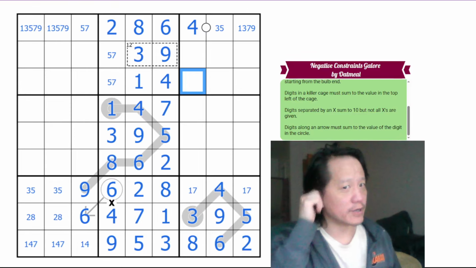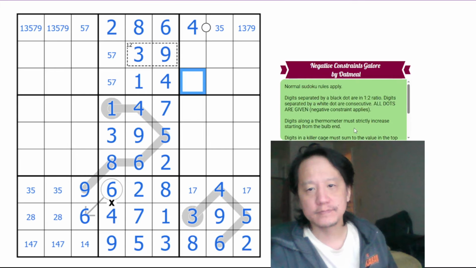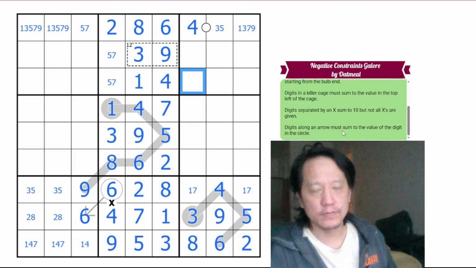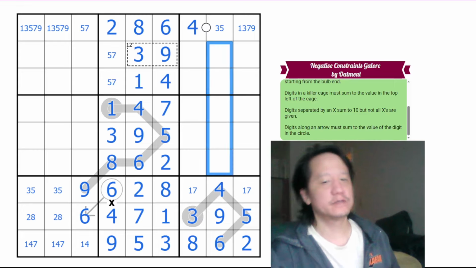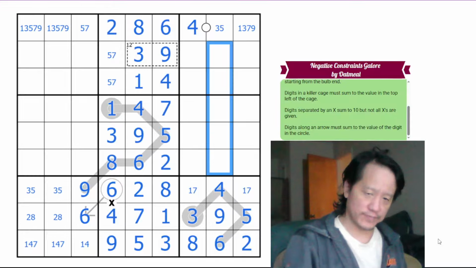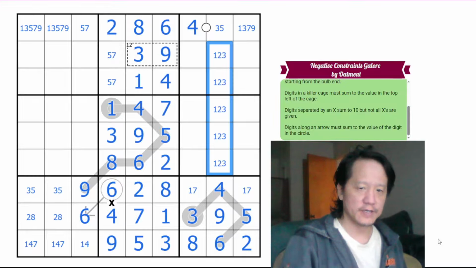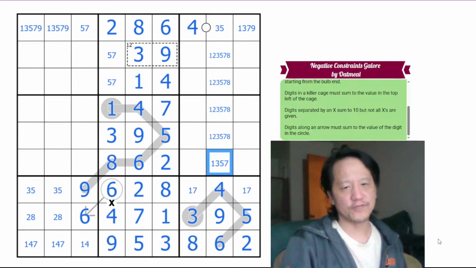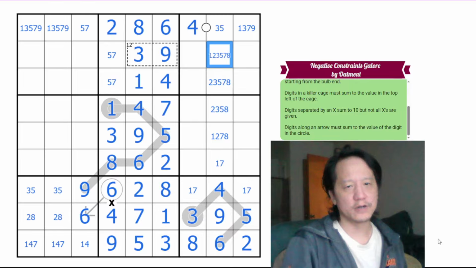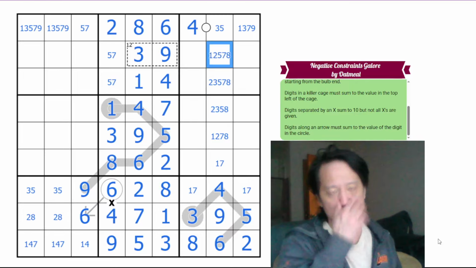What else do we have? Remaining digits in column 8. Shall we try that? We have 1, 2, 3, 5, 7, 8. This cannot be 2 or 8. 3 cannot be 3 or 5 because that's consecutive with 4. No 3, 5 here. No 1 or 7 here. No 1 here. No 3 here.